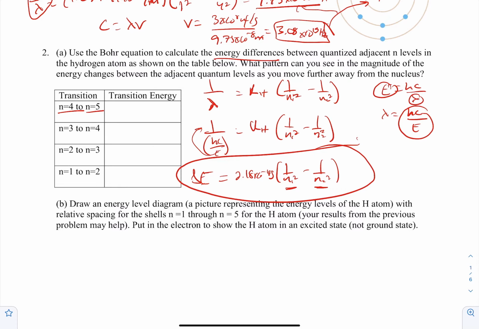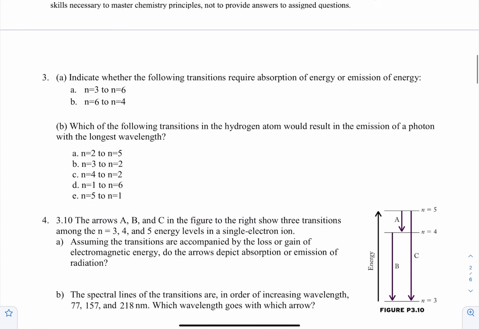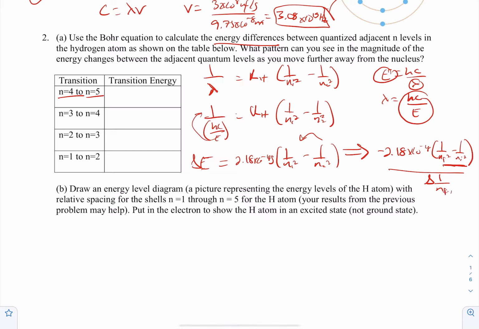In fact, another thing to mention is that you'll see this equation written differently. This will often be written as the following. So I'm going to put an arrow here: negative 2.18 times 10 to the negative 18th, and then you'll see it as 1 over n final squared minus 1 over n initial squared. Both are fine. You'll find the exact same answers. All they've done here is switch these values and then multiply by negative 1 in order to account for that. The reason that they like to do that is because in science we like to have final minus initial. It kind of converts to a delta, so we would say delta between final and initial. So don't worry about that.